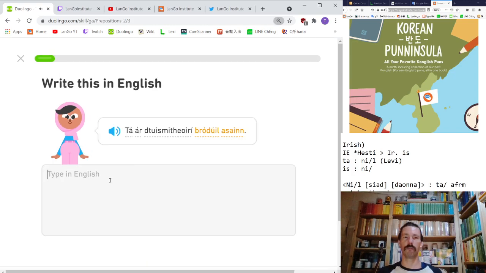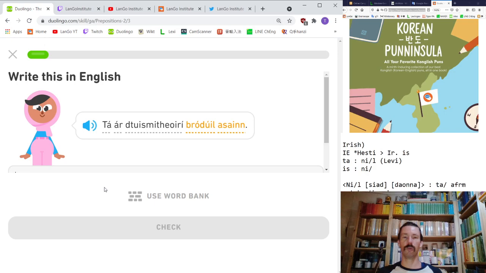Tuismitheoirí. Bródúil asainn. From us. Of us. Proud of us. Oh, bródúil looks, the consonants there, quite like our word proud. It's got the O and the U. Dtuismitheoirí. So this is a mutated form. The basic one will be with a T, simple T initial, parents. Tuismitheoirí.